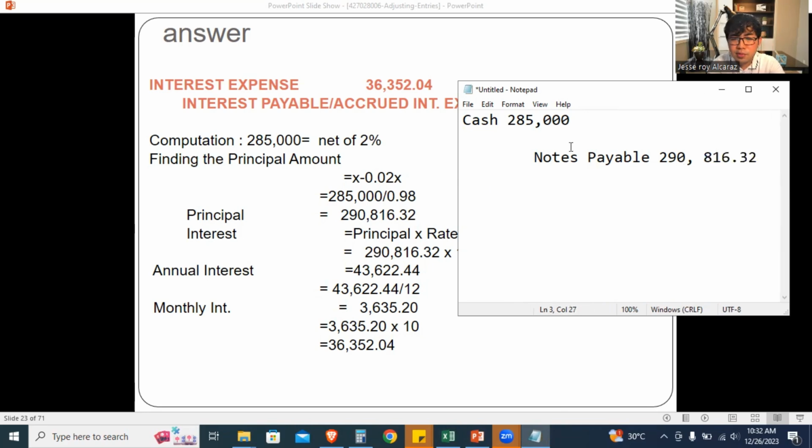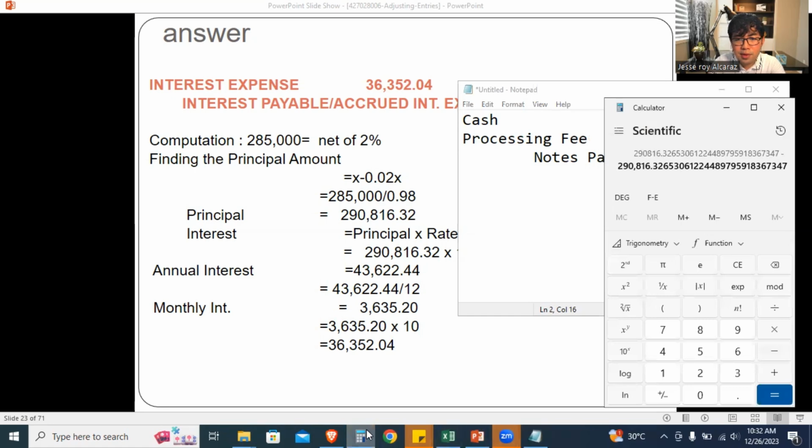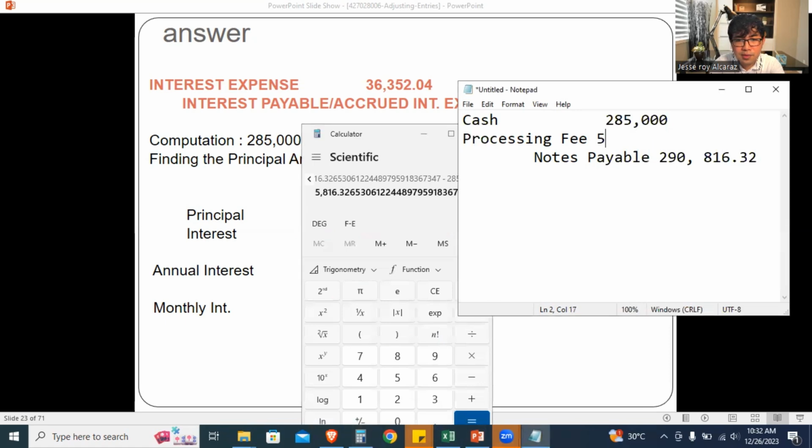Okay. Pero sir, kulangan na ang debit. Okay? Because there is processing fee amounting to the difference, 5,816.32. Supposedly ito ang debit and credit on the date sa pagkuha nato sa buong kwarta.